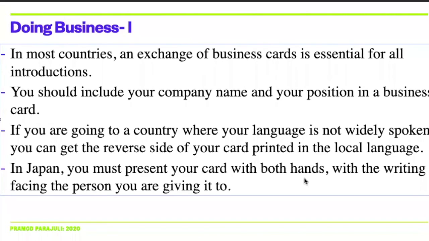Normally we do this here also. And with the writing facing the person you are giving to, it means that whatever the writing part is, that should face the person. I mean, the writing should face them so that it is easier for the next person to read at the time when you are handing over the card.